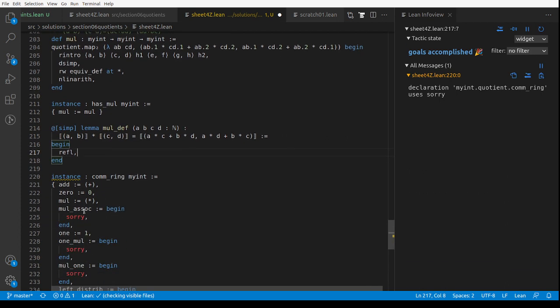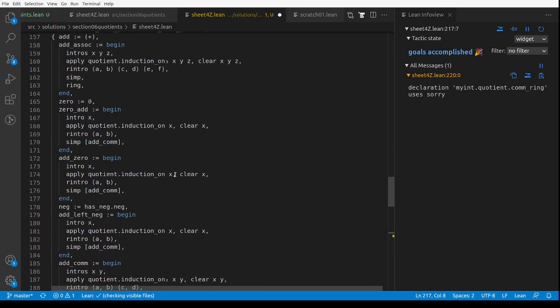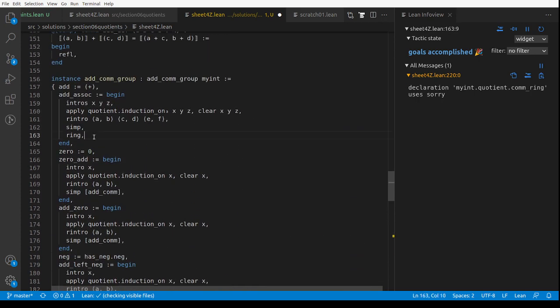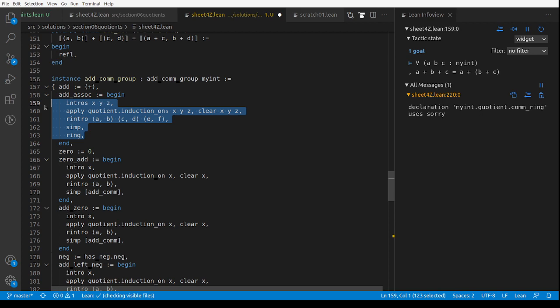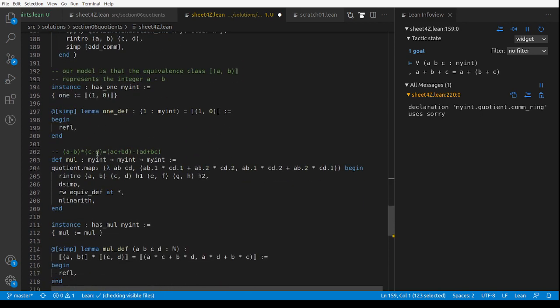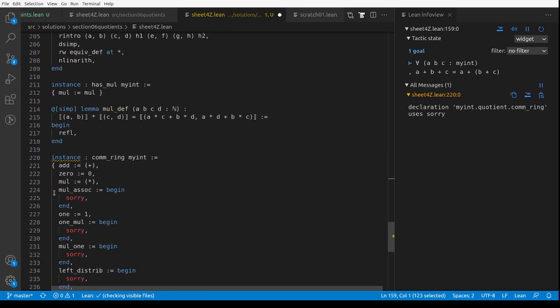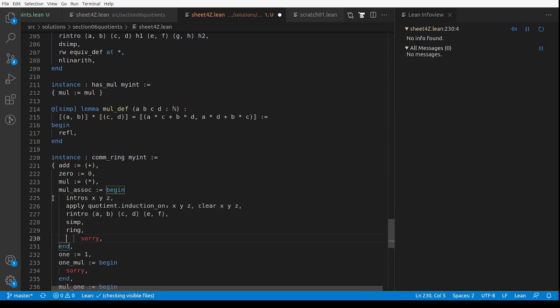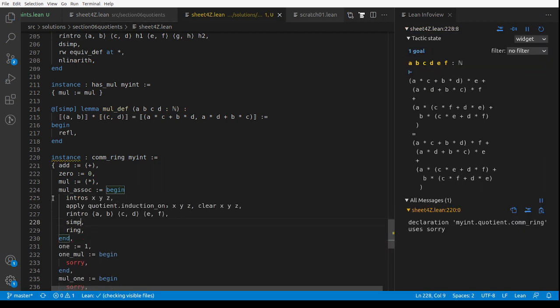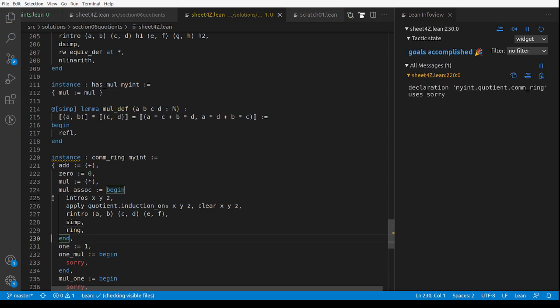Now finally, the last thing left to prove is that this is a commutative ring. So mul_assoc, I mean, where's the proof of add_assoc? It's going to be very similar. I suspect that just might be the same proof. Mul_assoc goes there. Yeah, let's just simp it. So simp leaves us with that mess, and then ring finishes it.